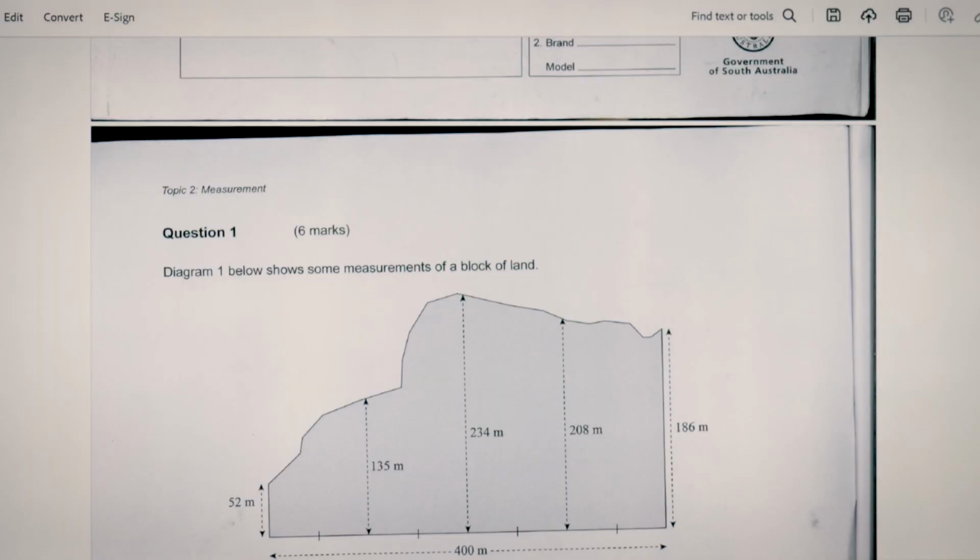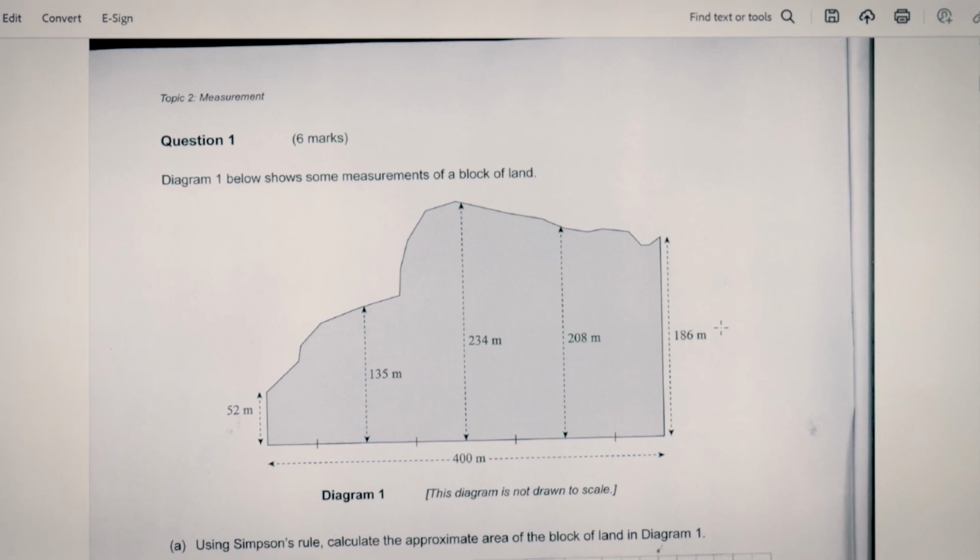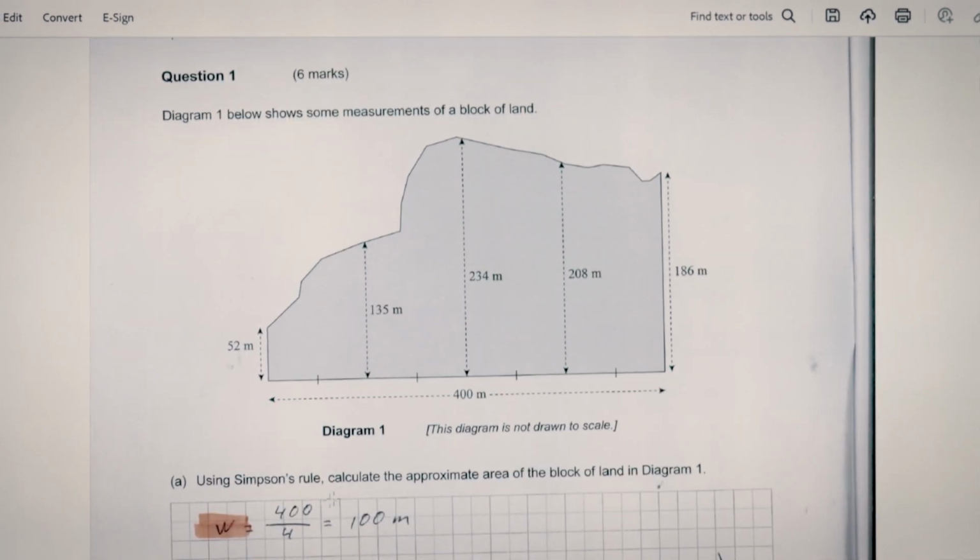So the first bit of the questions is measurement. We always start Essentials Math with measurement. And we have here the diagram, some irregular block. And the question is: using the Simpson rule, calculate the approximate area of the block of land.